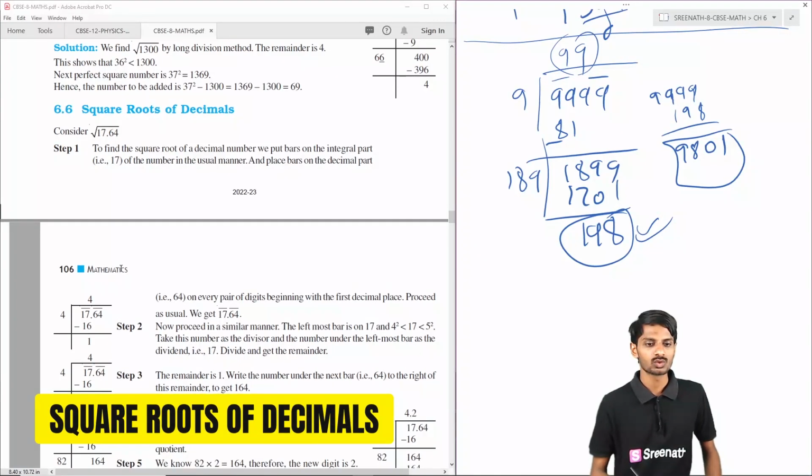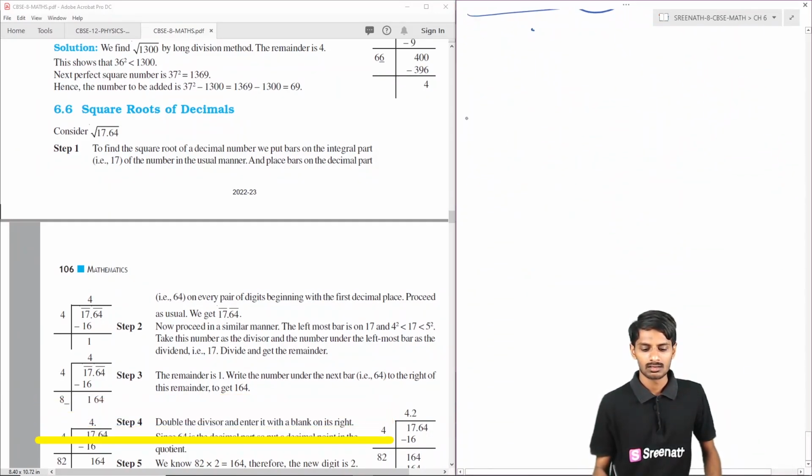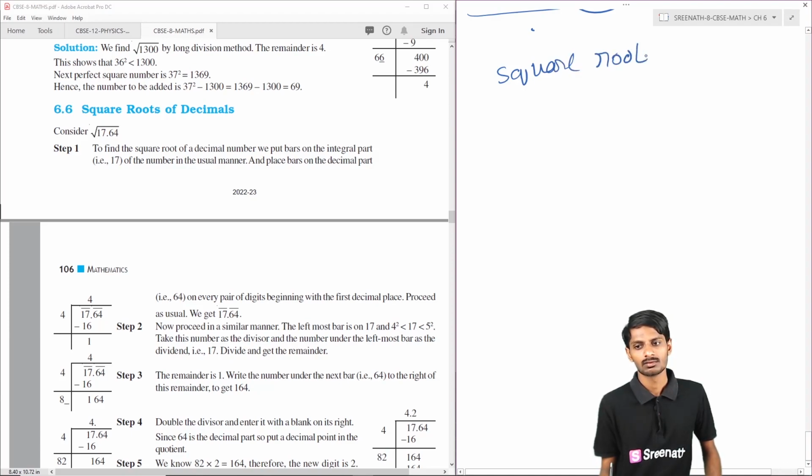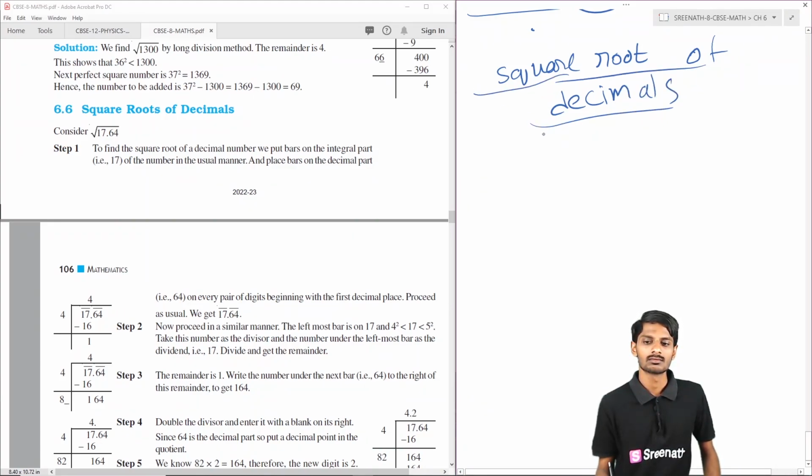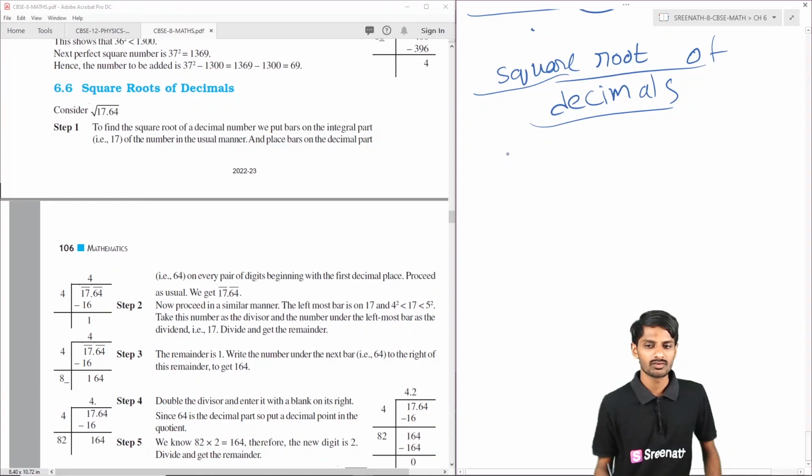Next, square root of decimals. So if you consider the square root of 17.64, the process is very much the same, students.